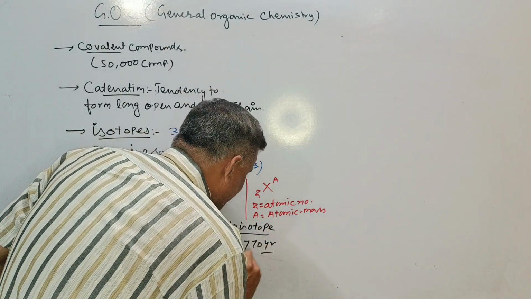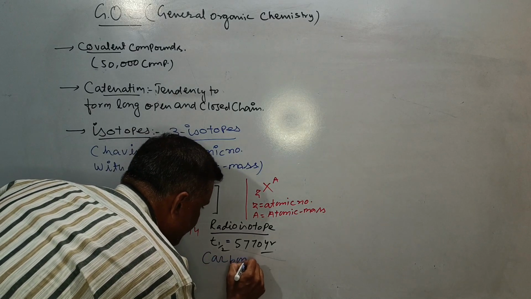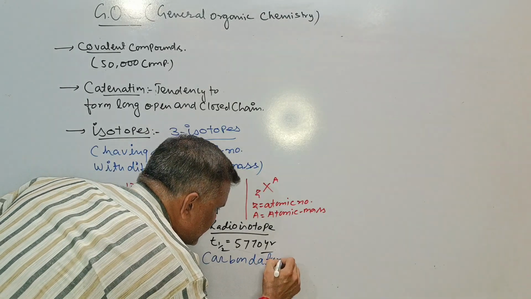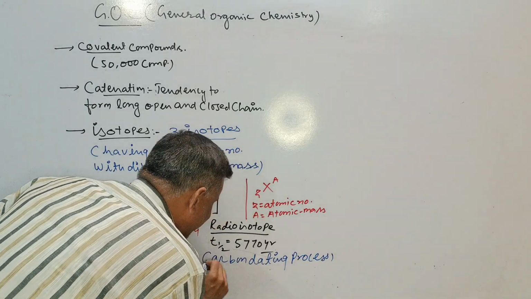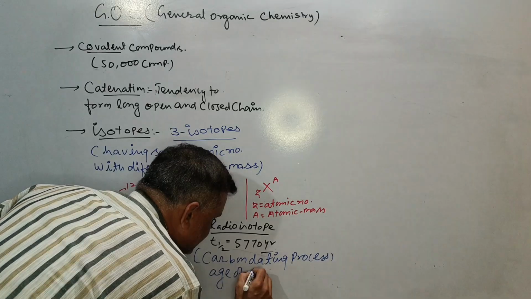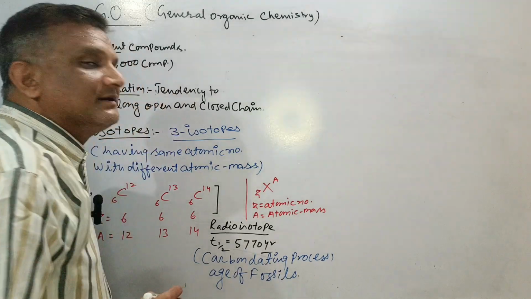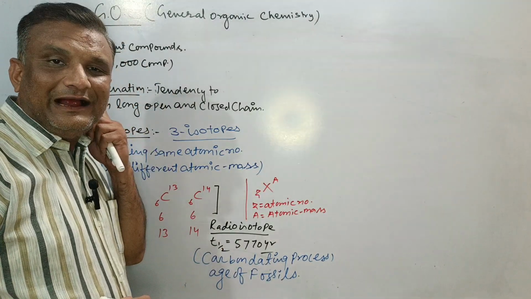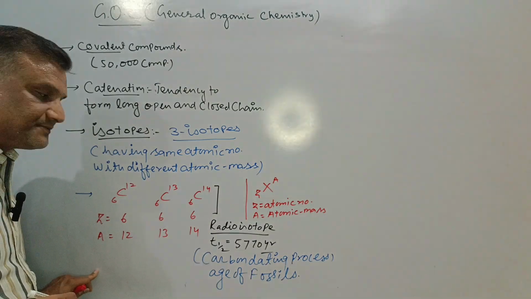It is used in the carbon dating process. What is that? The process through which we can determine the age of fossils, the age of fossils regarding different animals and living beings. This was about the isotopes.